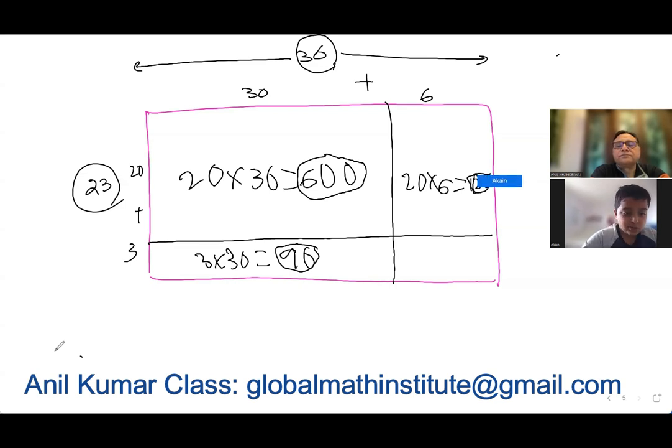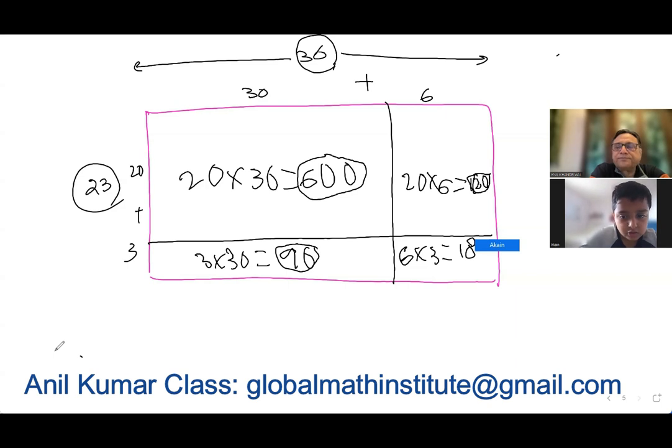And then next we have to do 6 times 3. Correct. So first you do 6 times 3. And 6 times 3 equals 18. So you say 6 times 3 equals 18.